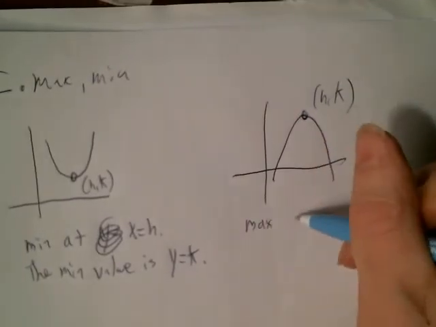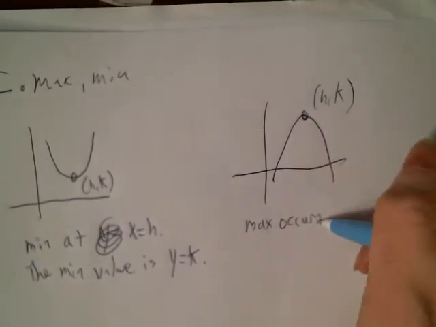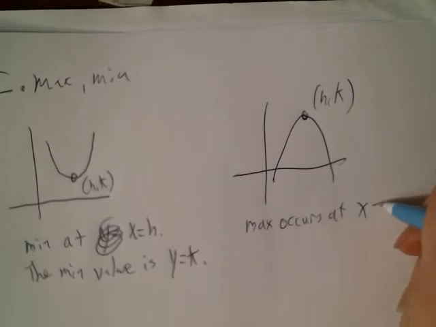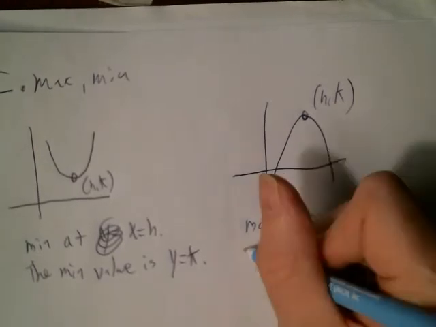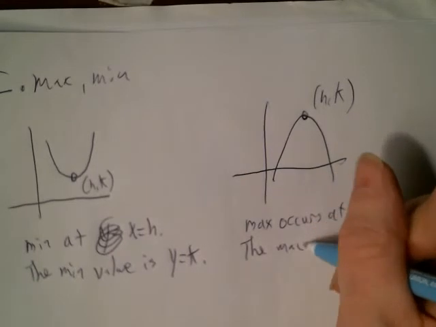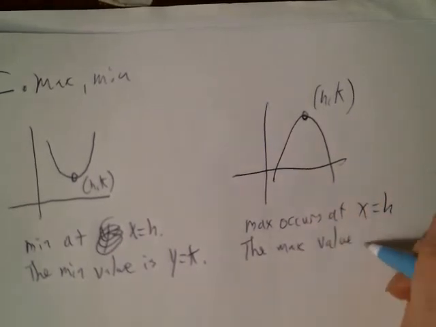When it's a sad face, then you have a maximum, right, at the vertex. So the max occurs at x equals h, and the actual max, the max value, is the y coordinate.